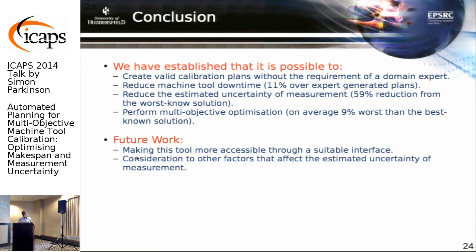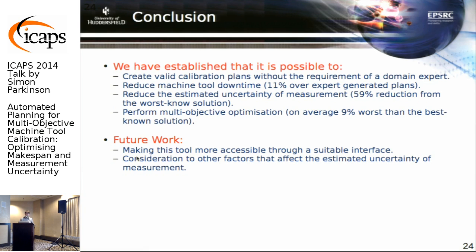So in our paper, we've established that it's possible to create these valid calibration plans, optimize for time, optimize for uncertainty, and then do some multi-objective optimization, which is on average 9% worse than the best known solution when doing the single metric optimization.